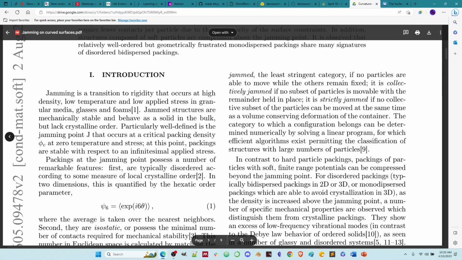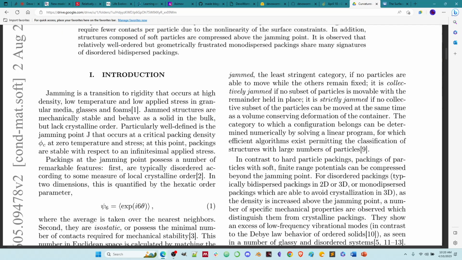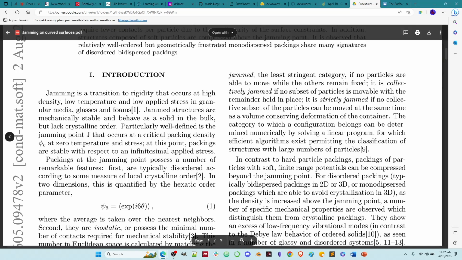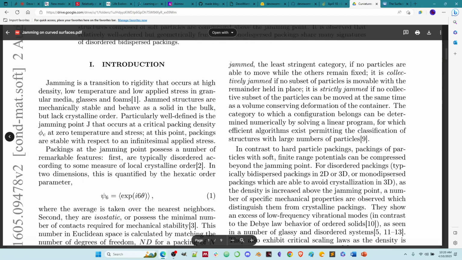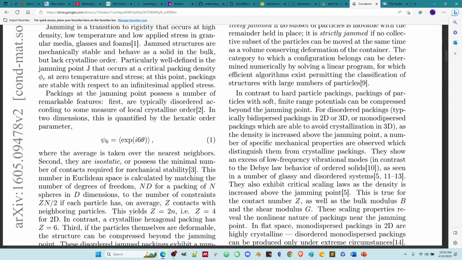they're kind of important to development if you think about it. The category to which a configuration belongs can be determined numerically by solving a linear program, for which efficient algorithms exist. So this is the basis for what they're doing in Morpho.